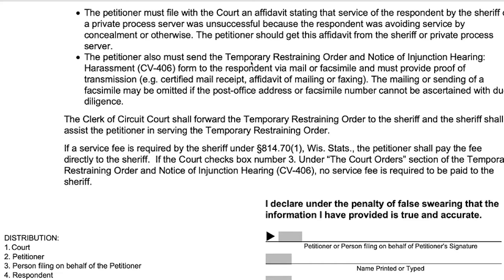So then you have to send the petition for TRO, notice of the hearing, to the respondent through mail or fax, and you need to provide proof of transmission. For example, a certified mail receipt or an affidavit of mailing or faxing. If you can't mail or send a fax because you don't have a post office address or a fax number, then you just have to tell the court that. And you have to be able to prove it.